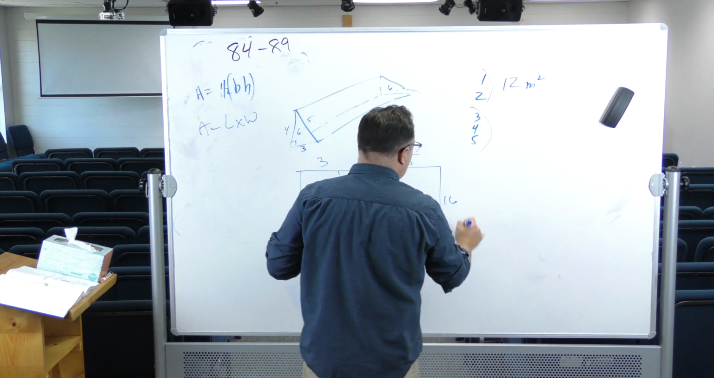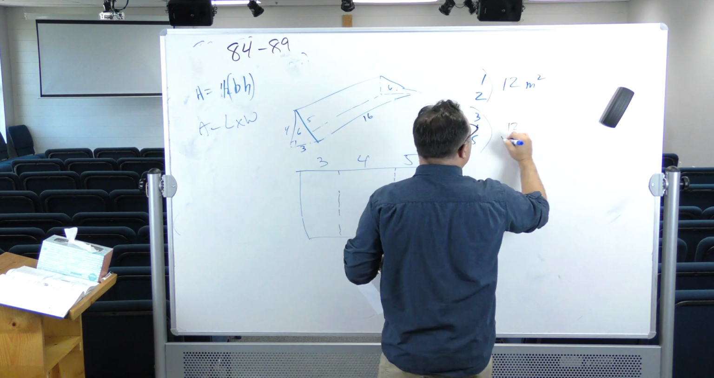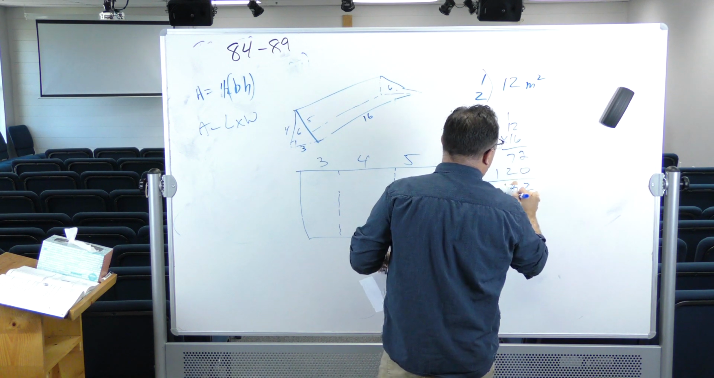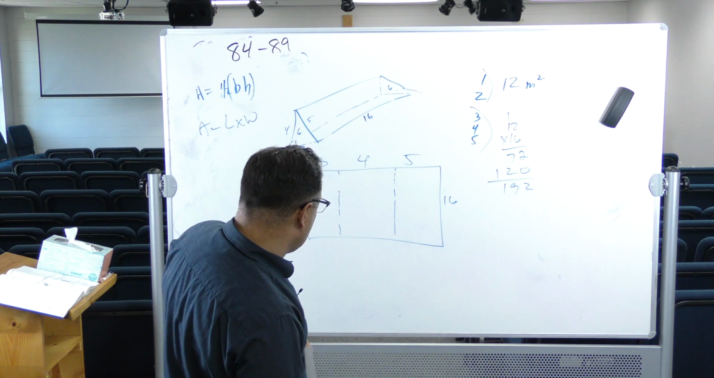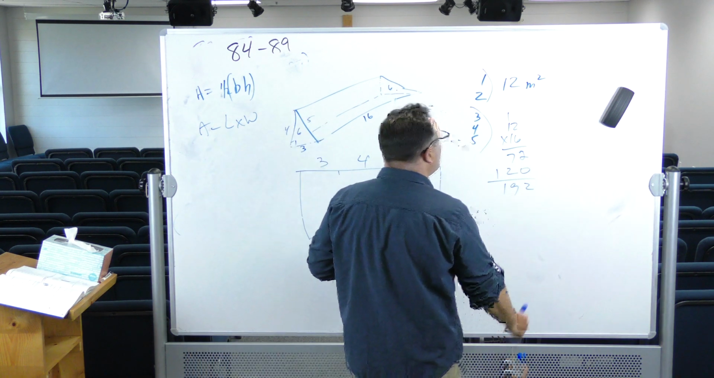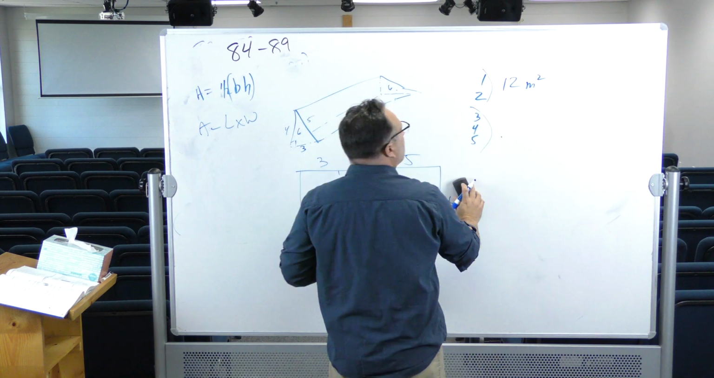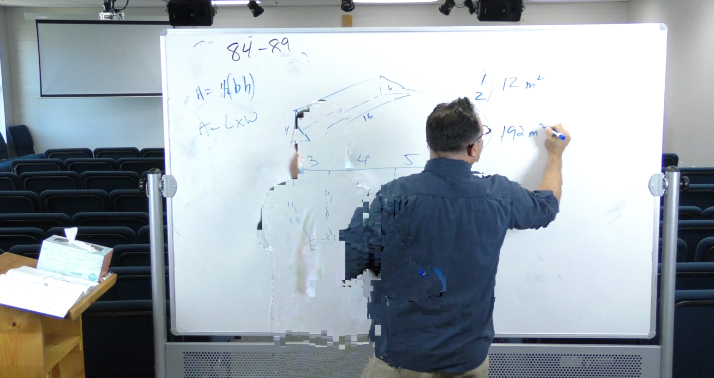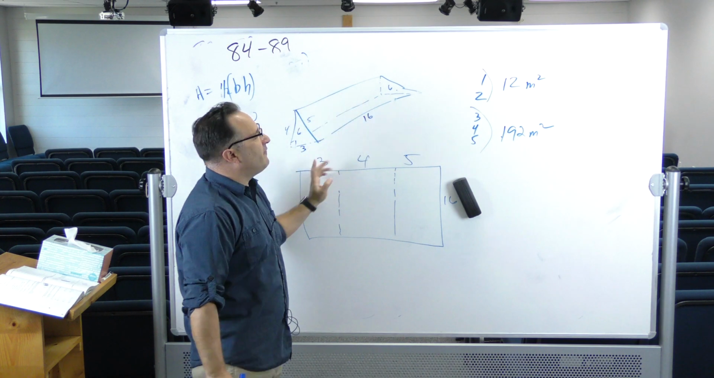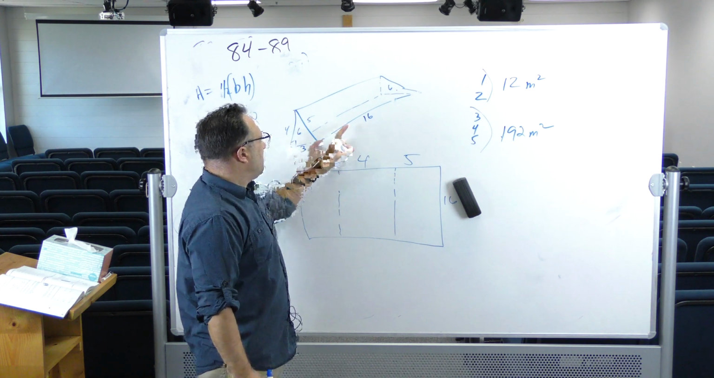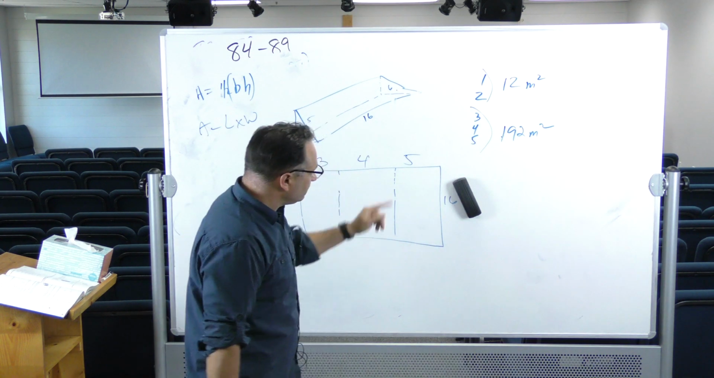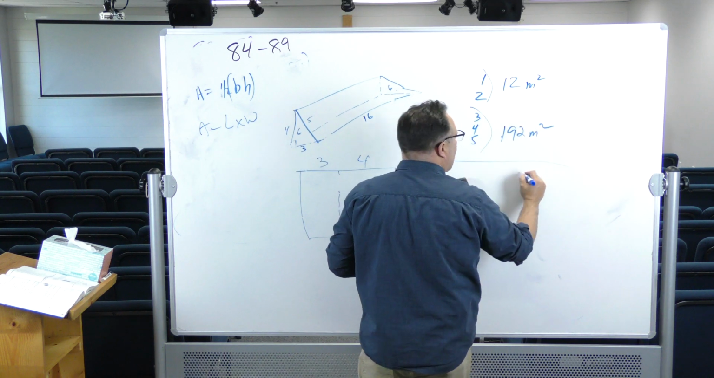12 times 16, not to scale. 6 times 2 is 12, carry the 1, 192. Does that look right? 12 times 16, it's been a long day. Yeah, that looks right. So 192, so this is 192 here, meters squared. So I've got the end caps are 6 and 6, which is 12. That's side 1 and side 2. And then 3, 4, and 5, I could actually go 3 times 16 plus 4 times 16 plus 5 times 16. A little easier to do it this way, though.